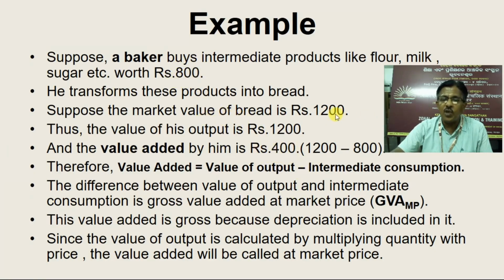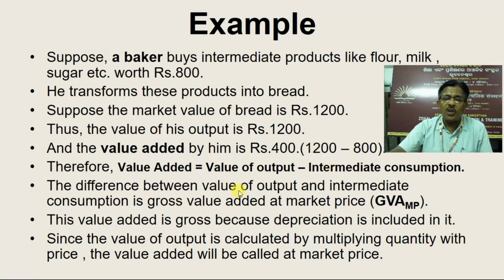The value of bread is 1200. So what did he add? 1200 minus 800. How much did he add? Rupees 400. Therefore, value added is equal to value of output minus intermediate consumption. The consumption of flour, milk, sugar, etc. in this process is intermediate consumption, and the expenditure on these products is intermediate consumption.